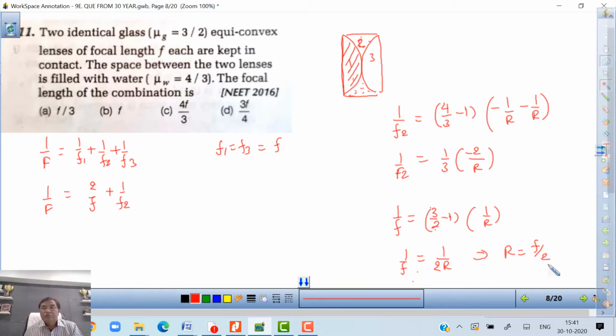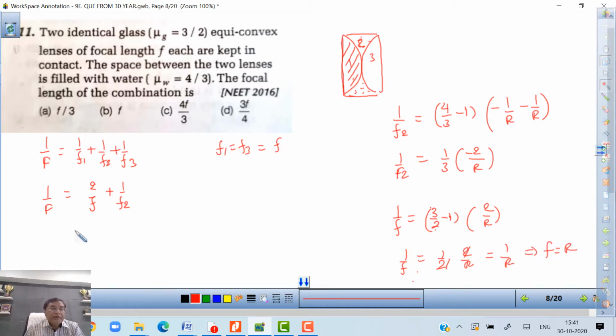r is equal to, where is 2? 3 by 2 minus 1, so 1 by 2, and this is 2. So this is nothing but 1 by 2, 2 upon r, the 2 cancels. So 1 upon r. So it means f is equal to r.